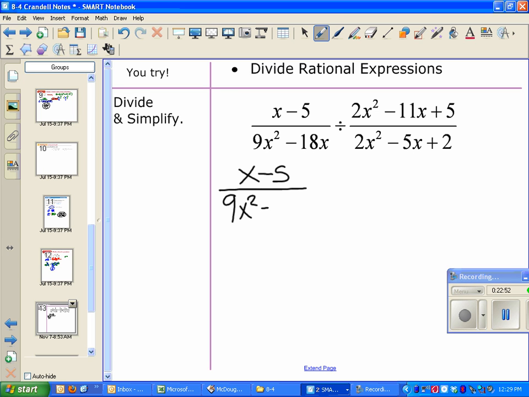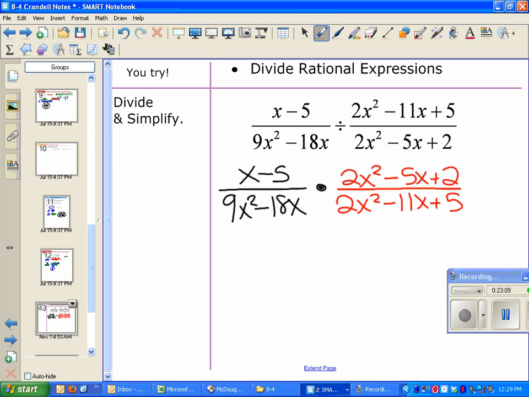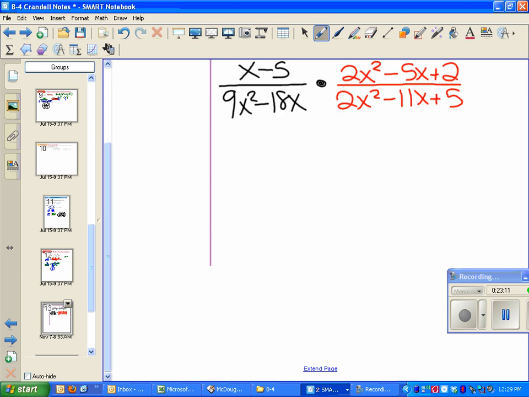So we're going to copy the first one, turn that into a multiplication sign, and flip the second one. So I have 2x squared minus 5x plus 2 divided by 2x squared minus 11x plus 5. Okay, so when we factor, let's just do a side problem.